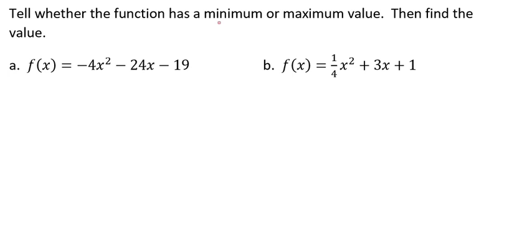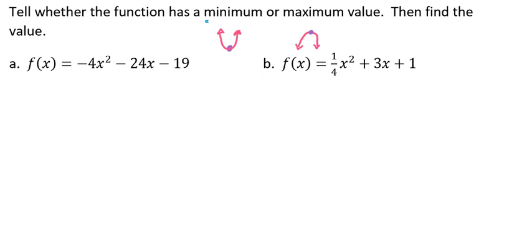A minimum occurs when our graph opens up and our lowest point is sitting there. A maximum occurs when our graph opens down and our highest point would sit there. So basically, this location of our minimum or maximum value is actually the y value of the vertex.